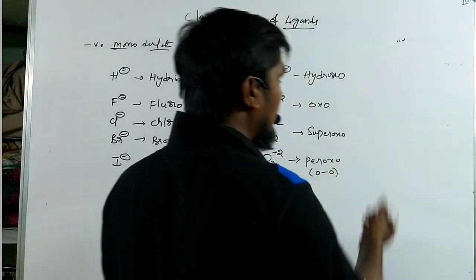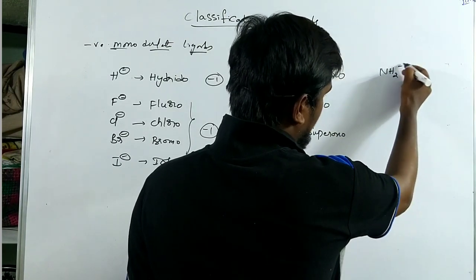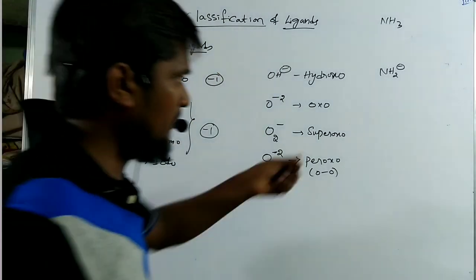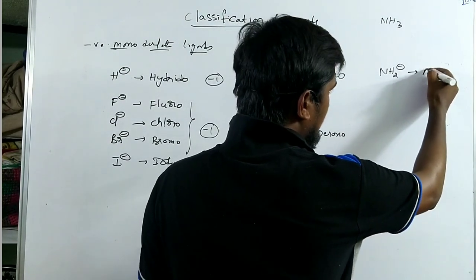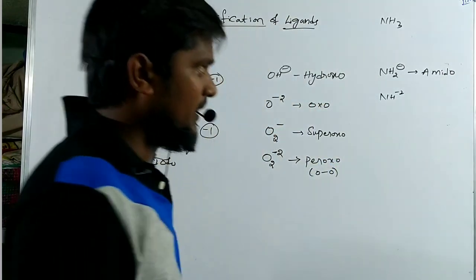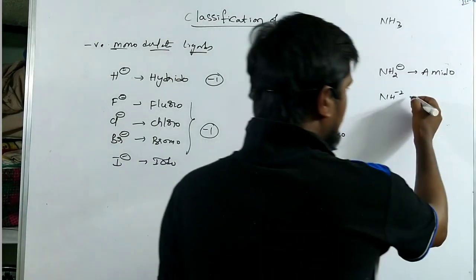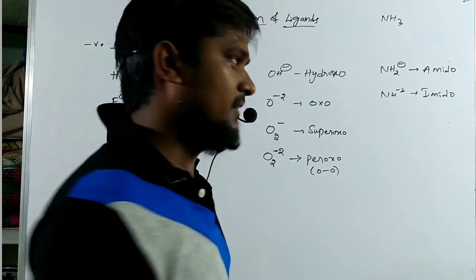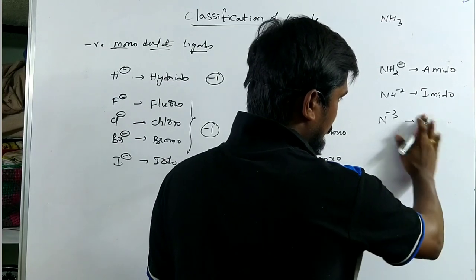Similarly, amine family monodentate ligands were also discussed. Here NH2-, which comes from ammonia. Ammonia, simply, is called amine. If one proton is replaced from the ammonia, it becomes NH2-, which is amido. If another proton is also replaced from the ammonia, it becomes NH 2-, which is imido. If three protons are replaced from ammonia, it becomes N 3-, nitrido.